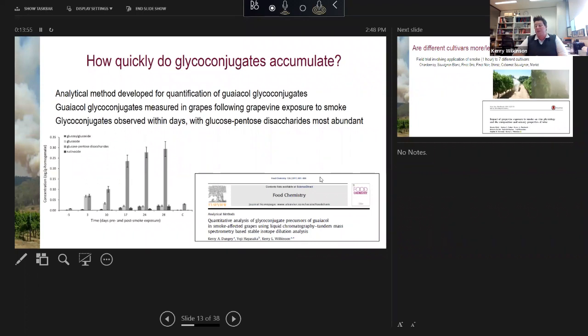So one of the first things we did was to track the accumulation of these glycoconjugates in grapes. We did an experiment where we applied smoke to Viognier grapevines, and we then measured the accumulation of guaiacol glycoconjugates. We can see that as early as 3 days after smoke exposure, we were starting to see some of these precursor compounds, that concentrations increased to 10, 17 days, and then sort of plateaued after that. So we knew that they were accumulating fairly quickly.